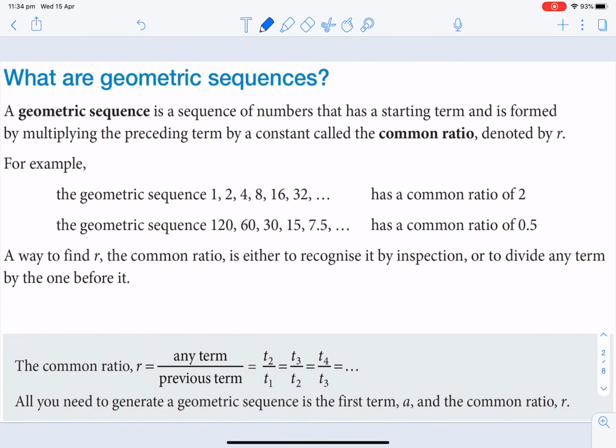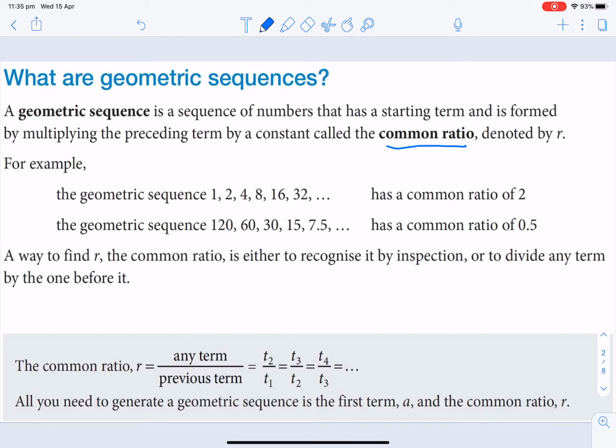So, what are geometric sequences? A geometric sequence is a sequence of numbers that has a starting term and is formed by multiplying the preceding term by a constant called the common ratio, denoted by R. In arithmetic, we had a string of numbers. We used 3, 5, 7, 9, 11, and they all had a difference of 2. So going from the first term to the second to the third was a common difference of 2. In arithmetic, we're talking plus and minus. In geometric, we are now talking division and multiplication. So instead of having the common difference, we're now talking a common ratio.